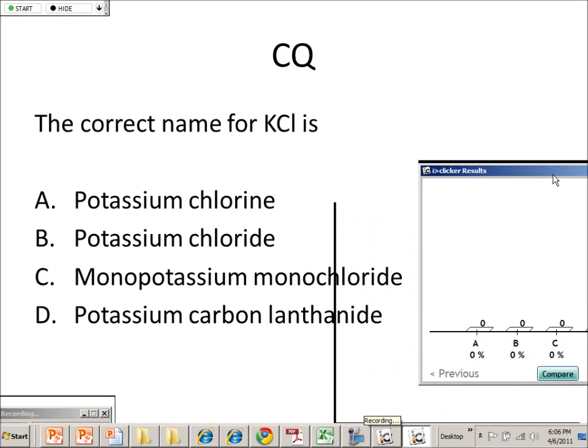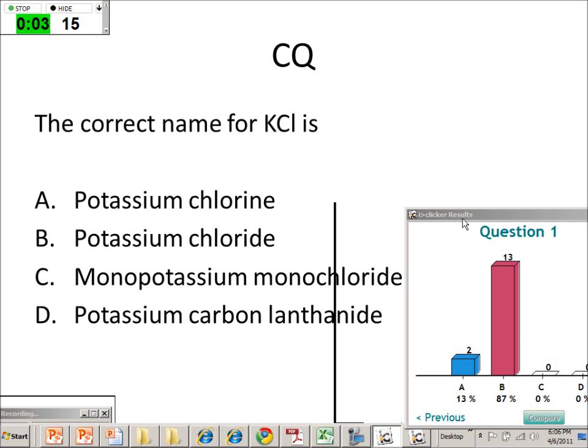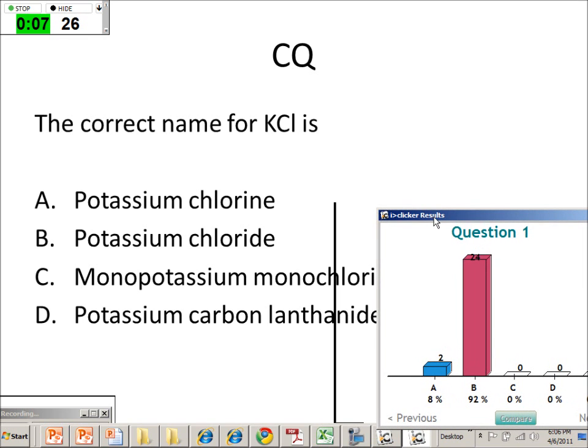Okay, everybody, what do you think? What's the best name for KCl? Yeah, okay, I think we have a majority. So yeah, B is correct. Potassium chloride is the best name for KCl.